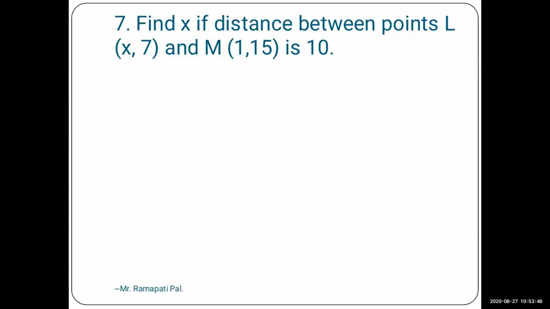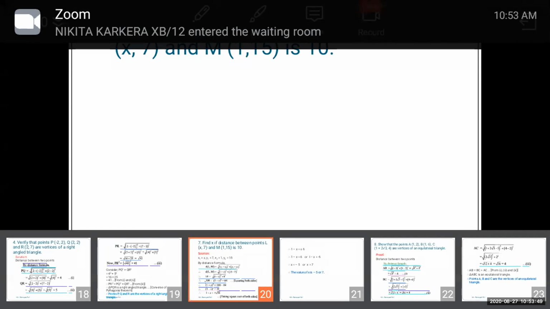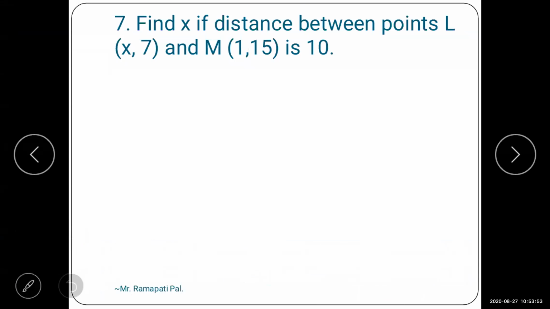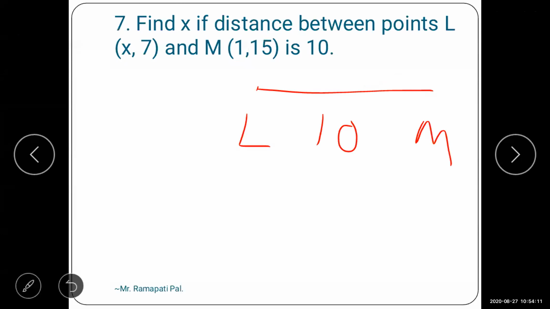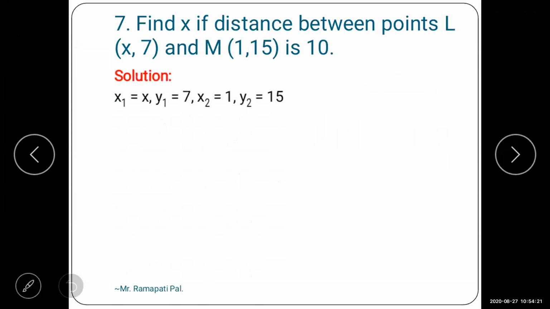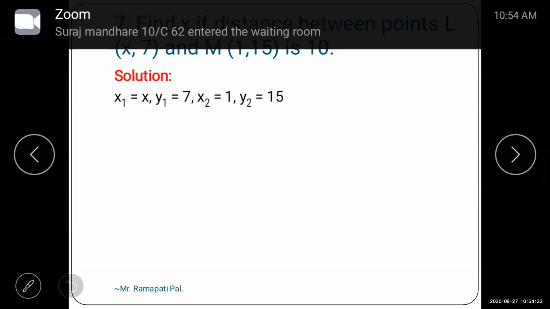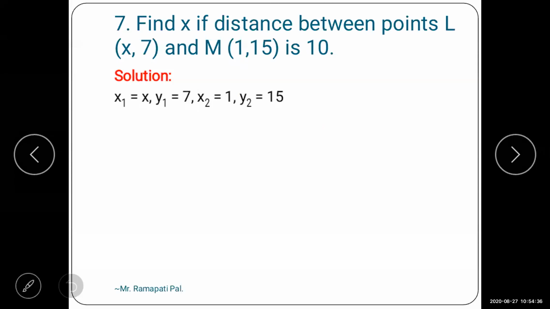Okay, so you can understand that here the distance is given. This point is L and this is M. The distance between L and M is 10 centimeter. Okay, let's start now. X1 is x, Y1 is 7. We have to name it, correct? Point L is given as x and 7, so X1 will be x, Y1 will be 7. X2 is 1 and Y2 is 15.